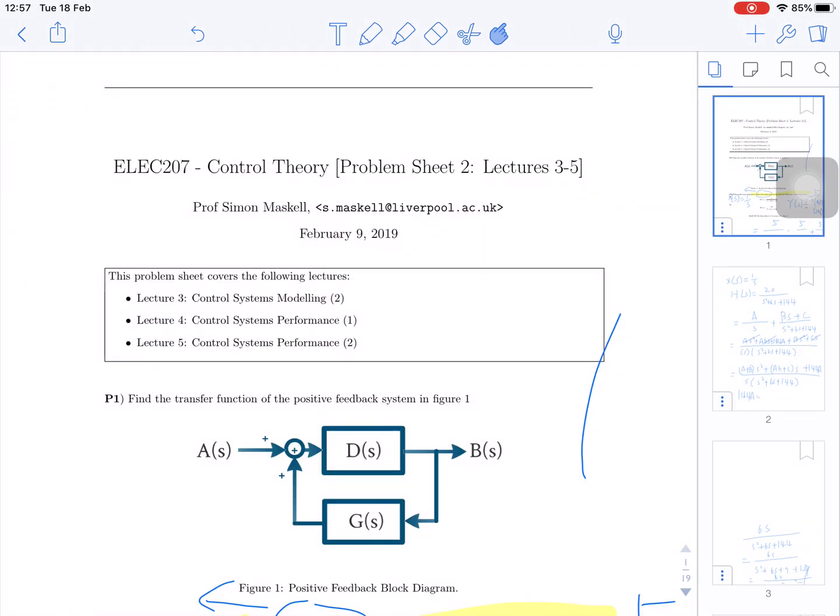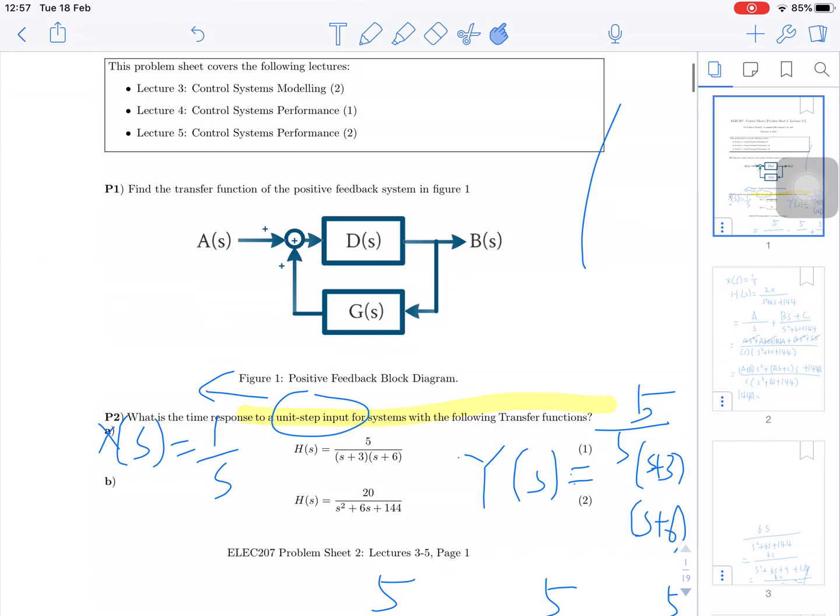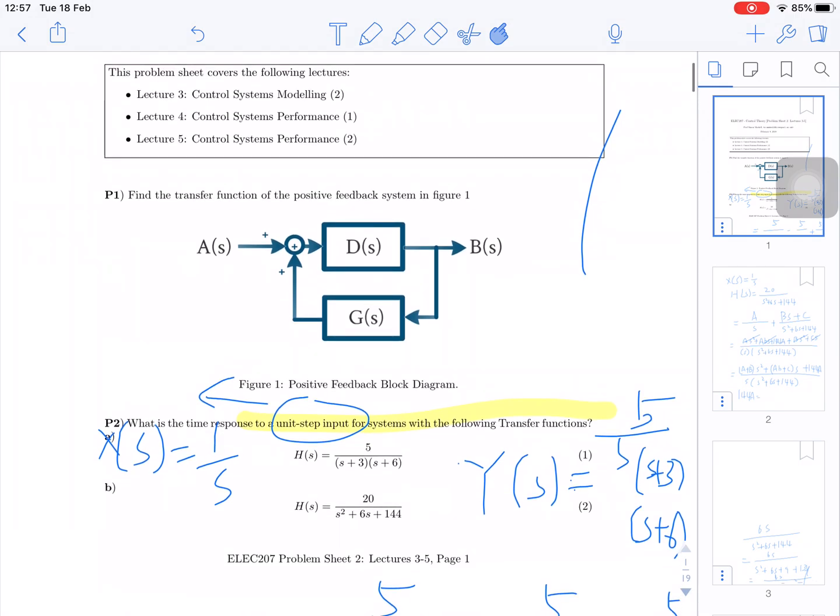So today we would like to do the ELEC207 control theory problems for lectures 3 and 5. The first question is to find the transfer function of the feedback system in figure 1.